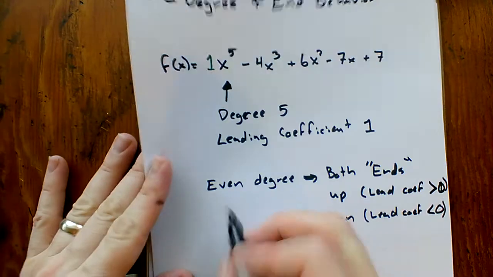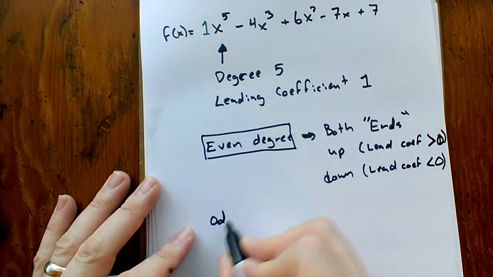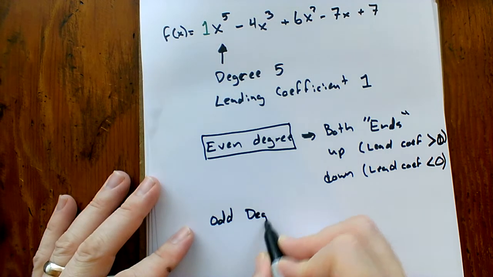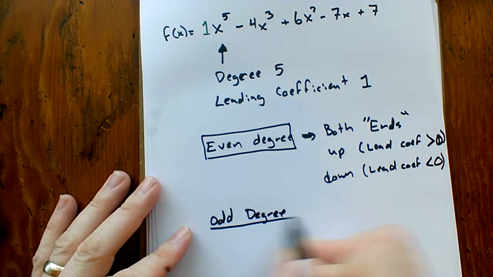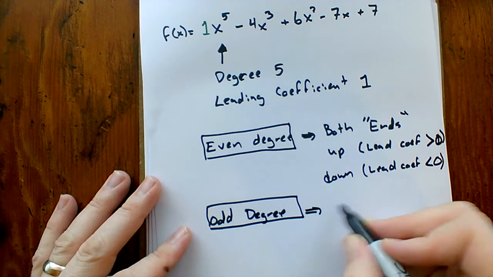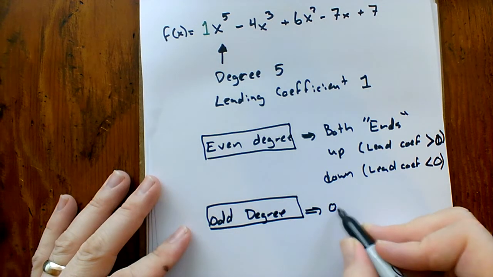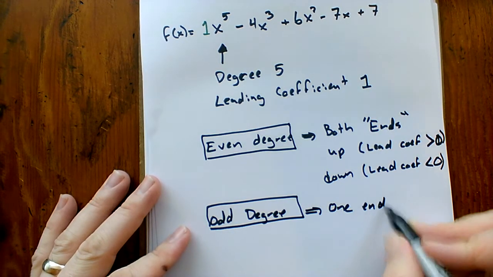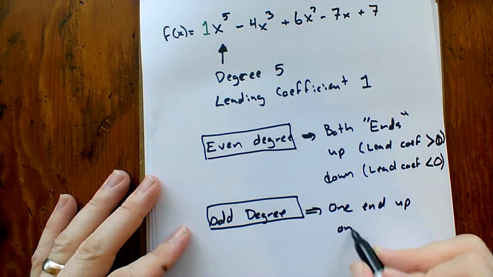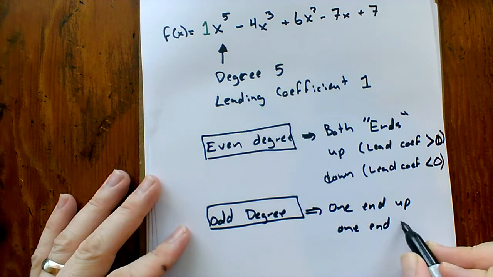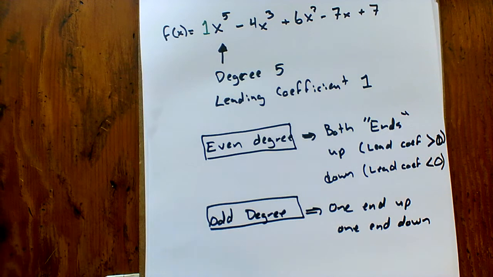Now, if I've got an odd degree, then I'm going to end up with one end up and one end down. So let's start showing you guys what some of these things are going to look like.